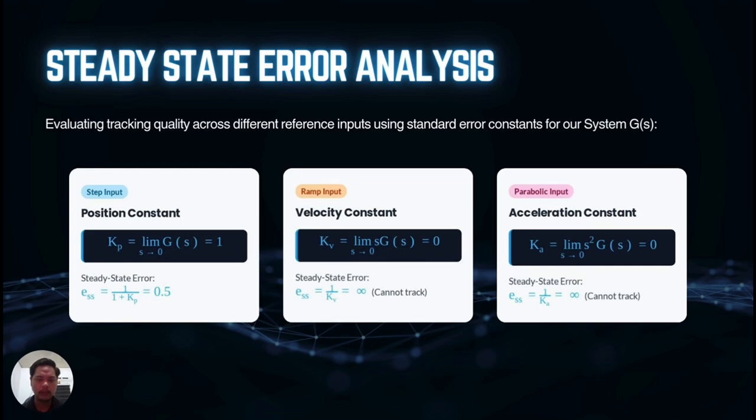Assalamualaikum warahmatullahi wabarakatuh. My name is Akasha bin Muhammad Talib and my metric number is P142410427. This slide is the steady state error analysis. Number one is the position constant. The steady state error that we get is 0.5. For the velocity constant, the steady state error that we get cannot be traced. Next is the acceleration constant. Also, the steady state error that we get cannot be tracked.